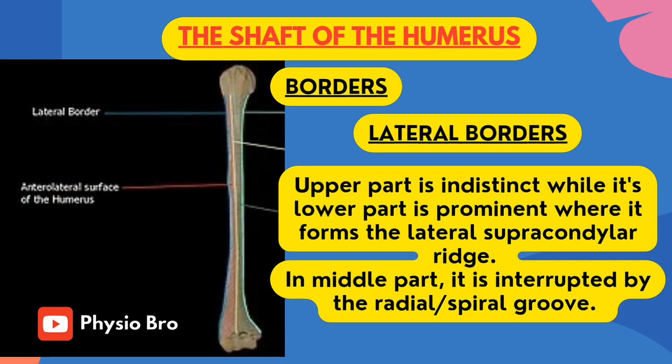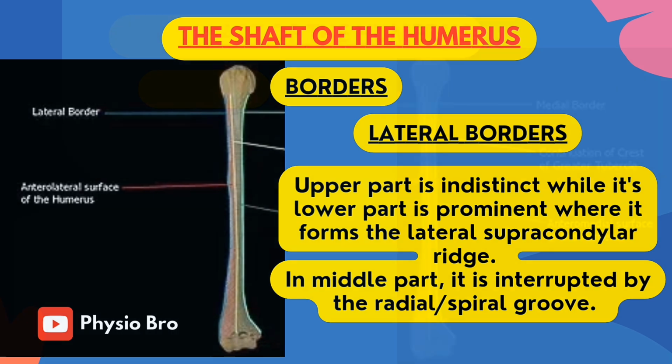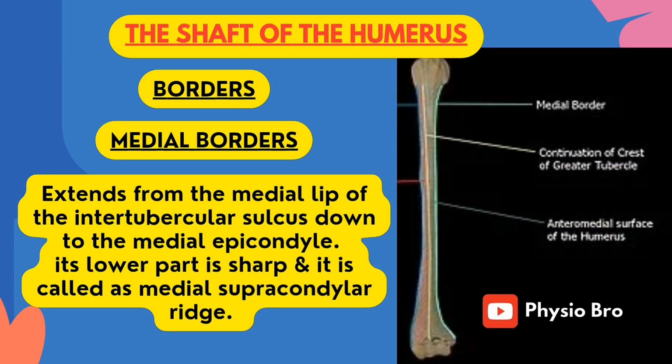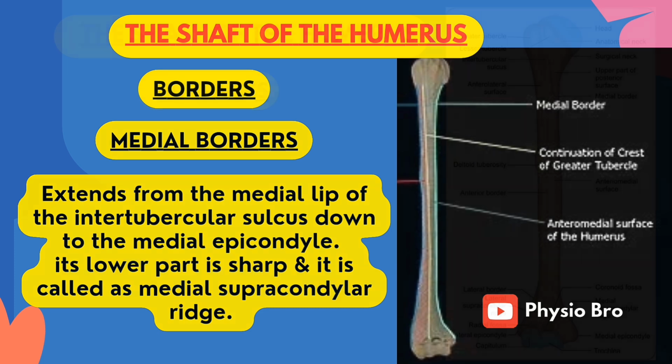Lateral border. Upper part of the lateral border is indistinct, while its lower part is prominent, where it forms the lateral supracondylar ridge. In the middle part, it is interrupted by the radial or spiral groove. Medial border. Medial border extends from the medial lip of the intertubercular sulcus to the medial epicondyle. Its lower part is sharp and it is called medial supracondylar ridge.